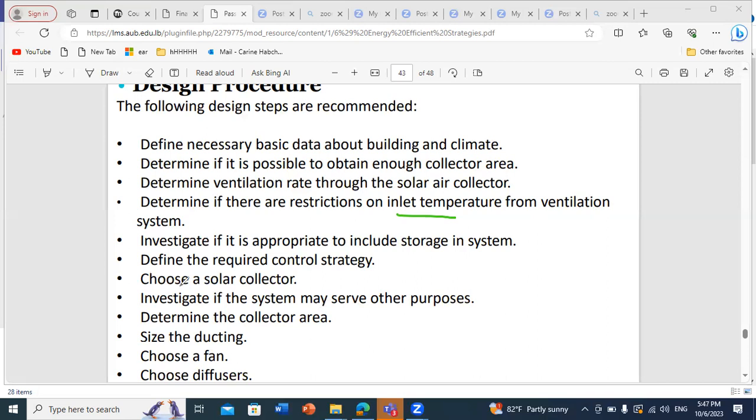In addition, we should investigate if the system can serve other purposes. So sometimes, with the same system, we can use underfloor heating. We can use, at the same time, heating of domestic water, etc. After this, we should determine the required collector area to serve our building. We should size the ducting, select an appropriate fan, and choose the diffusers. So we can have an overall design procedure whenever we want to design a solar system.